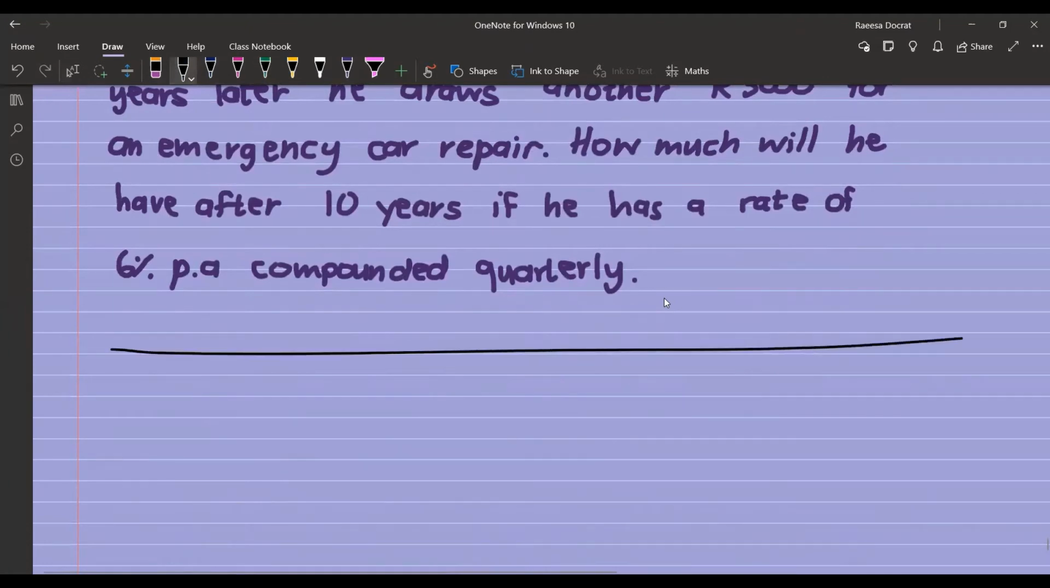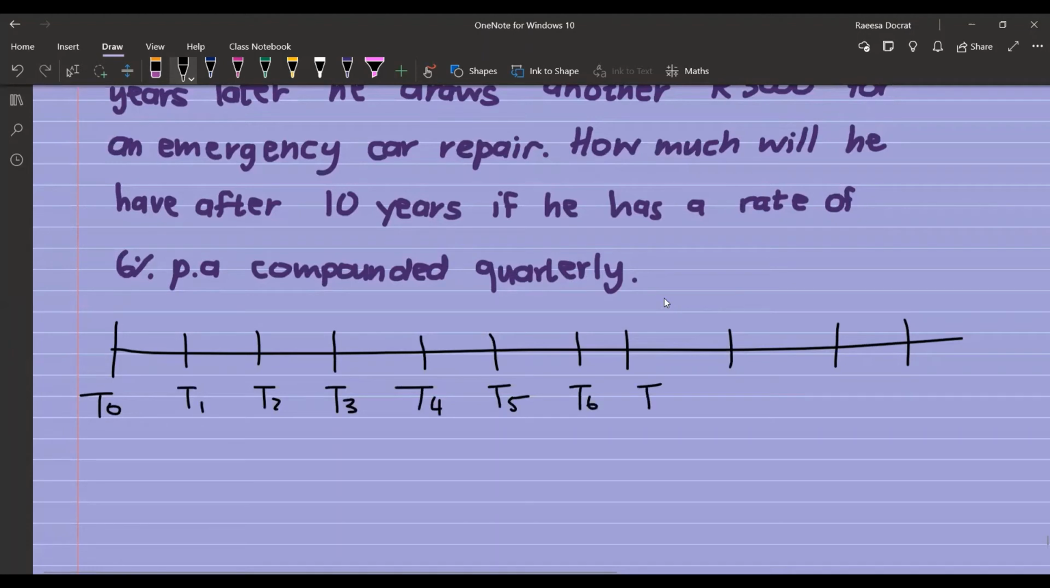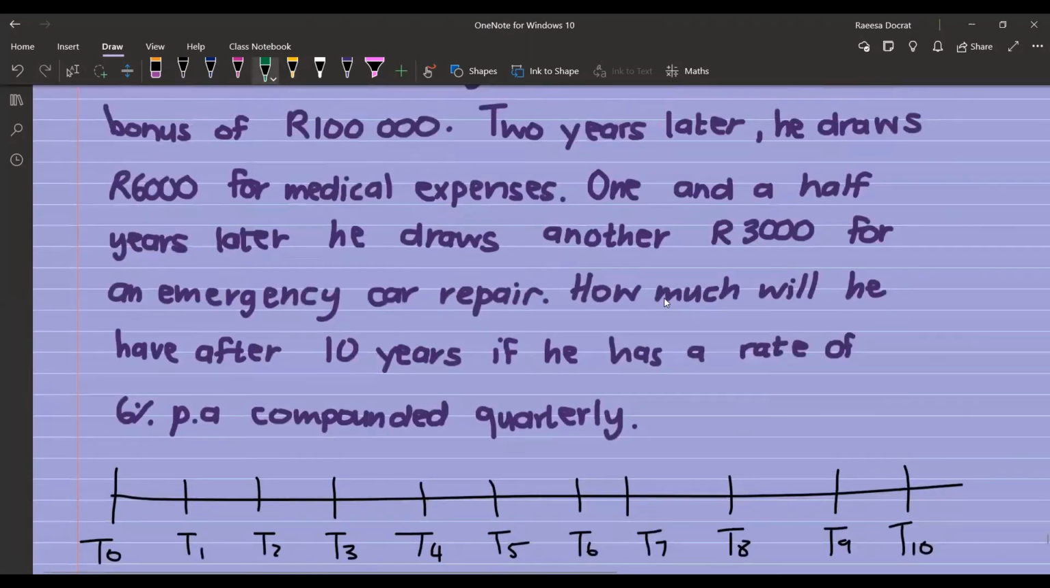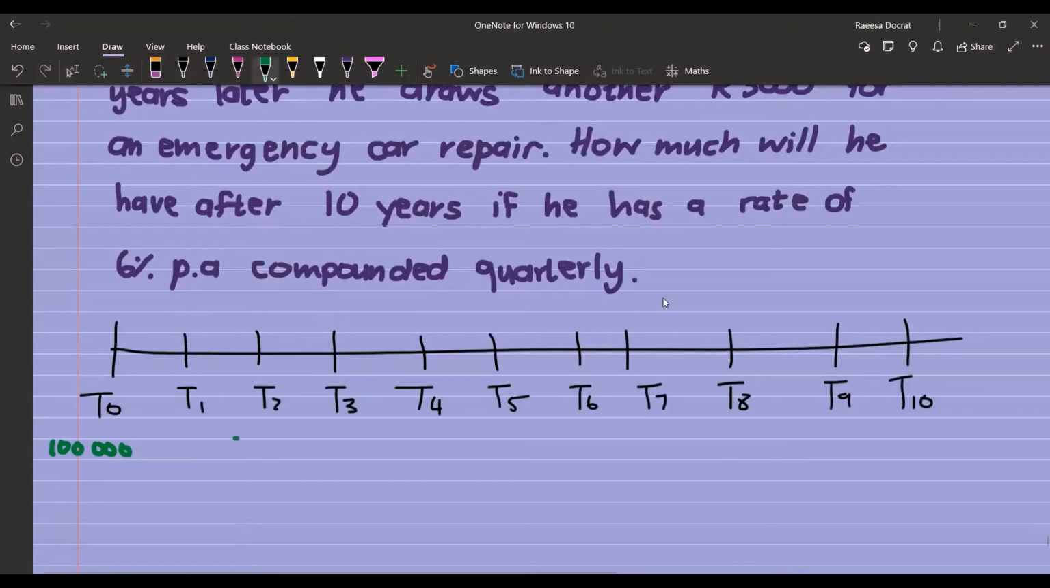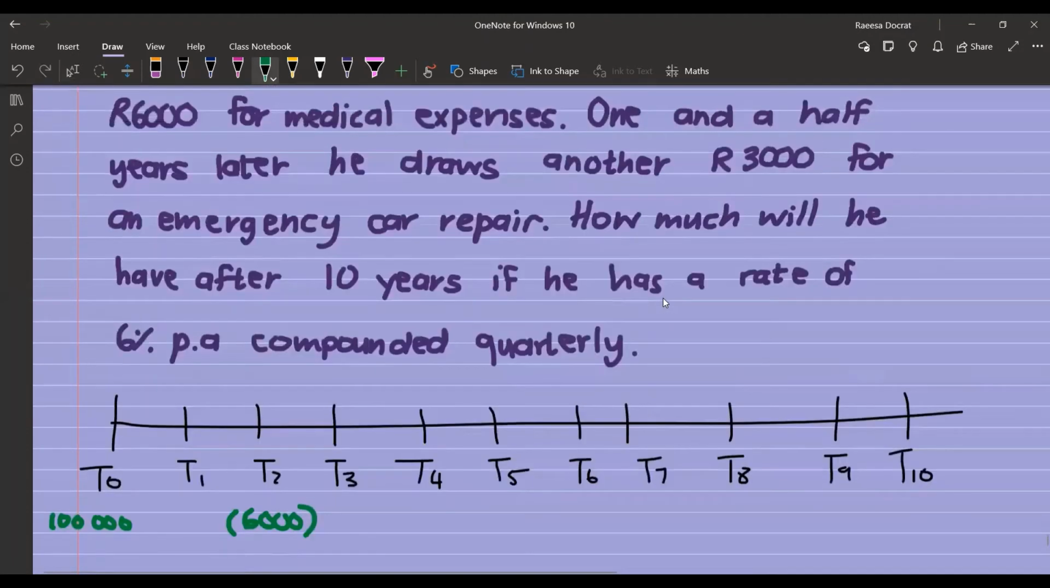So the first step, once again, is to represent this information on a timeline, as it helps us to organize the information. Excuse the time intervals, they are not that even in this case, but they should be, but it's just an illustration, so it's actually fine. Okay. So he initially has 100,000 at time 0, and then 2 years later he draws 6,000 Rand. So again at T2 he draws 6,000 Rand. So I'm going to indicate it with brackets. And 1.5 years after that, so at T3.5, he withdraws another 3,000 Rand.